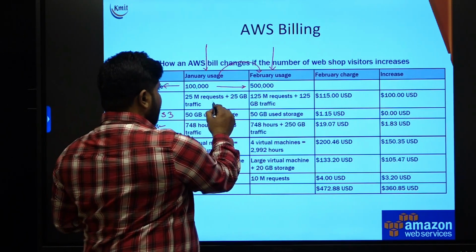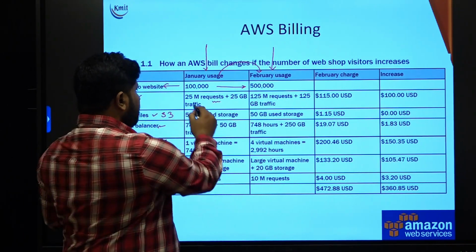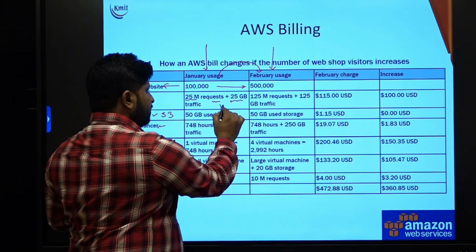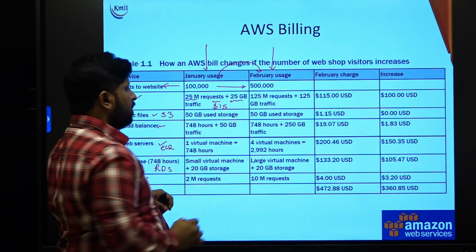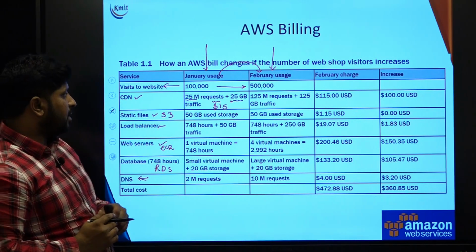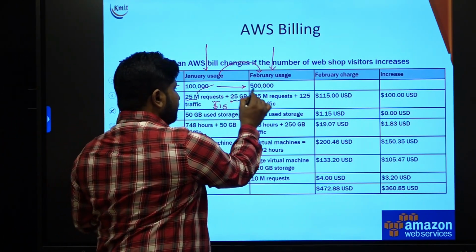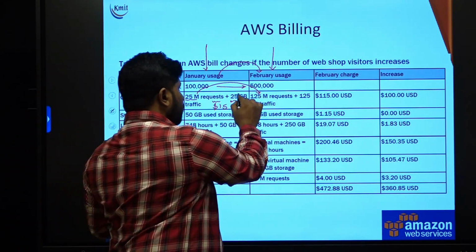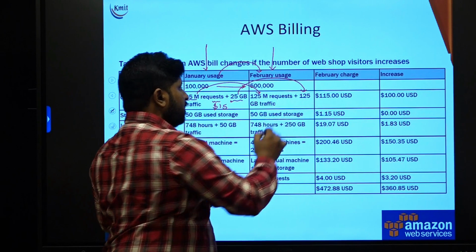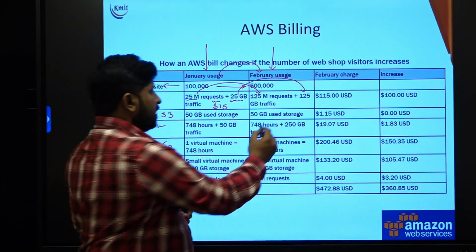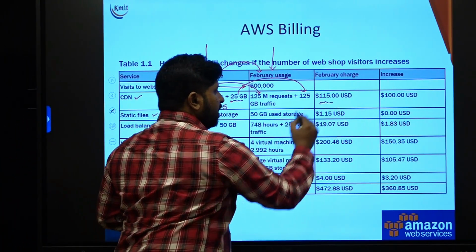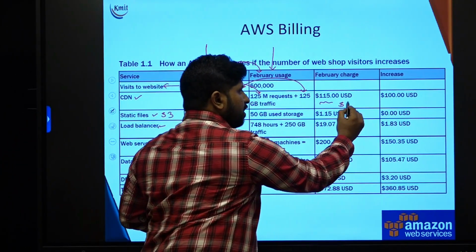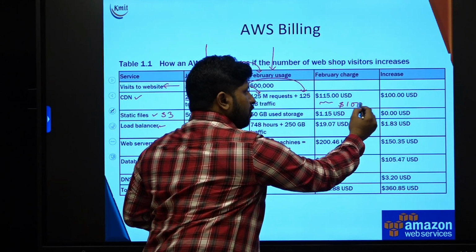If in the month of January, for 25 million requests with 25 GB of traffic, they are charging you only $15 for the month, when it increases from 25 to 125 million requests, with traffic going from 25 GB to 125 GB, then the pricing charge increases by $100.